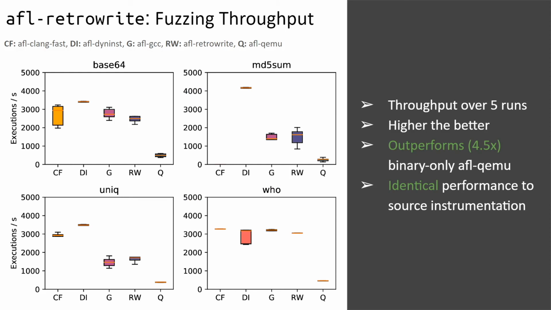Looking at performance, we evaluate afl-retrowrite on real-world applications and benchmarks and compare against source-based solutions, afl-gcc and afl-clang-fast, and against other binary-only tools such as afl-qemu. afl-retrowrite is about 4.5 times faster than afl-qemu, which is the default binary-only solution shipped with AFL. Compared to source code solutions, afl-retrowrite is identical in performance. This means that we can collect coverage feedback for binary applications at the same cost as compile-time instrumentation.